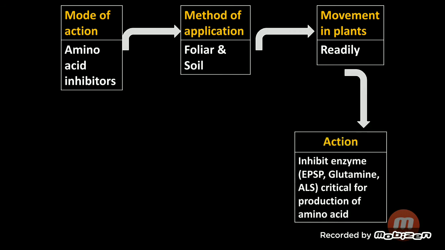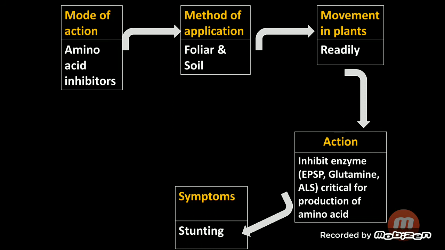So, they are translocated and they inhibit the site of action, that is, they inhibit the EPSP enzyme or glutamine enzyme or ALS enzyme. So, depending upon the herbicide, they inhibit some enzyme which is critical for production of amino acid.